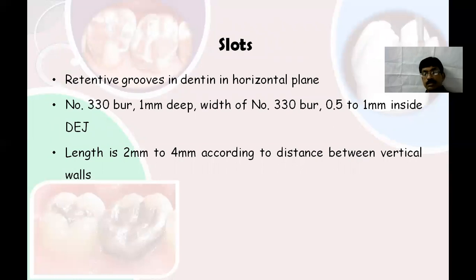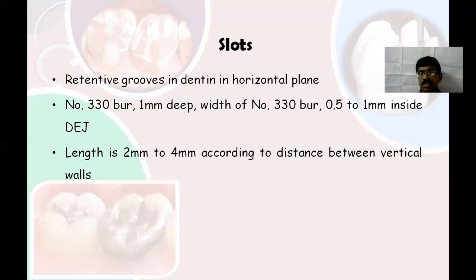So next we will see some of the retentive features, or rather secondary retentive features, we give in the case of complex amalgam restorations. We will see mainly 3 retentive features, that is slots, cores, and locks.